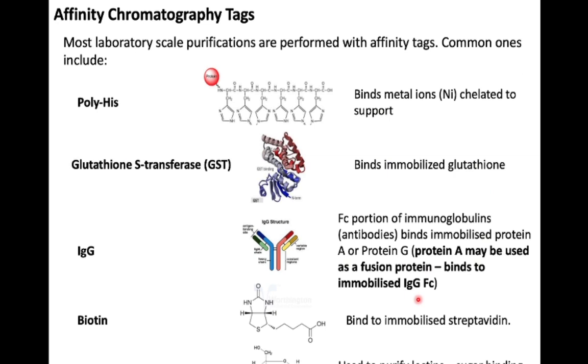Also biotin. Biotin is quite a popular support. It binds to streptavidin. Streptavidin is a bit like an antibody which can be bound to the column. We can also use sugar units, so we can use lectins to purify the sugars.